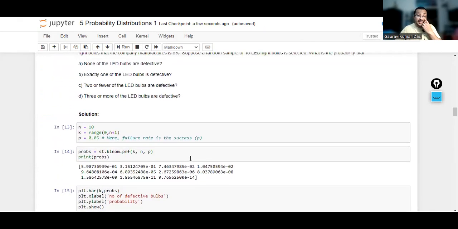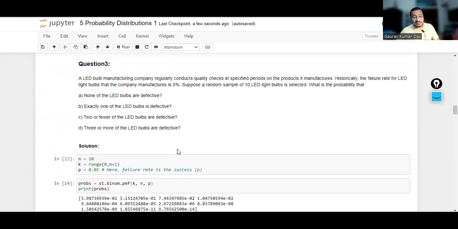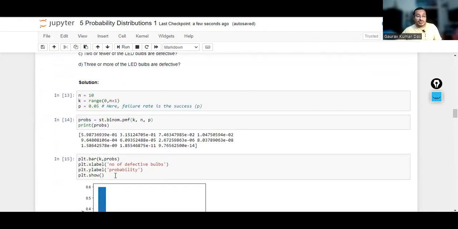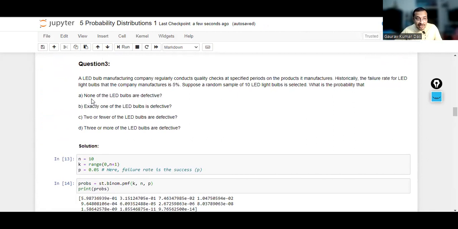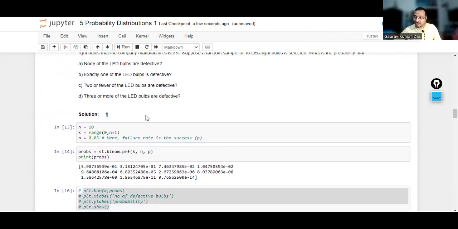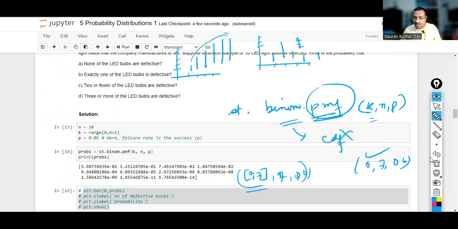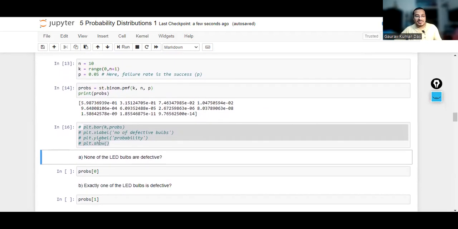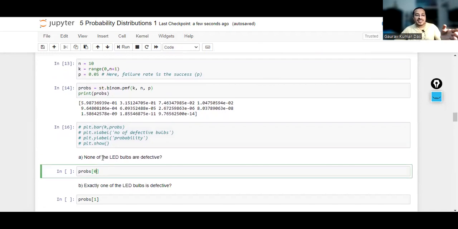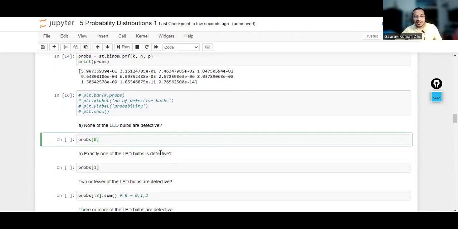But what is the question being asked? Here, they have not asked us to plot the distribution curve. They have asked us to find the probability that none of the LED bulbs are defective. Now here, what do these probabilities refer to? They refer to k equal to 0, k equal to 1, up to k equal to 10. So the first probability is nothing but the probability of 0. So I can simply say probs of index 0. It will give me the probability of 0 bulbs defective.